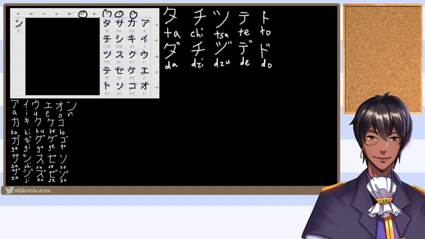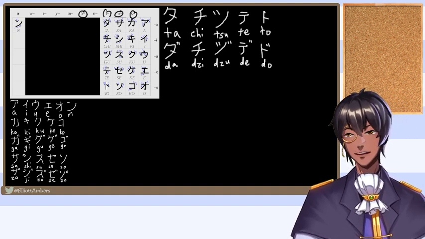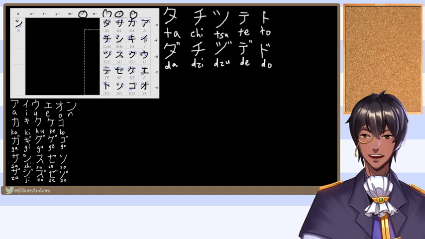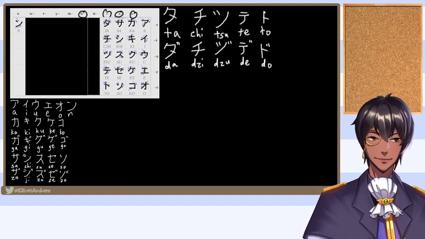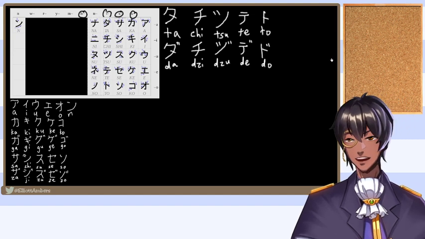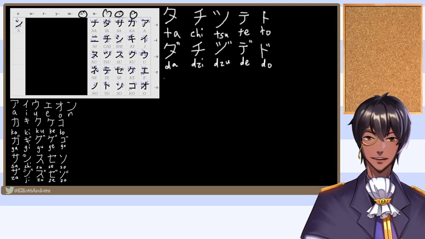So the next set of characters, this one doesn't have any transformation, so we can just write out the list without having to worry about any muddled sounds. We have N, and this one is na ni nu ne no. So we got na, the horizontal, very simple. Na, ni.